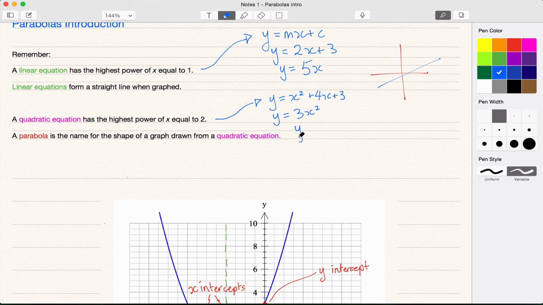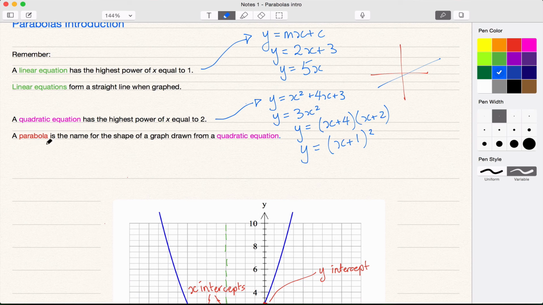Or you could have it looking in a slightly different form. You might remember this one is called factorized form, where if you expanded this, you would get an x squared term, so the highest power of x would still be 2. Or you might have something that looks like this. So all of these are quadratic equations. All of these ones are linear equations.